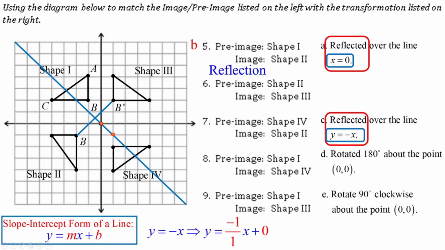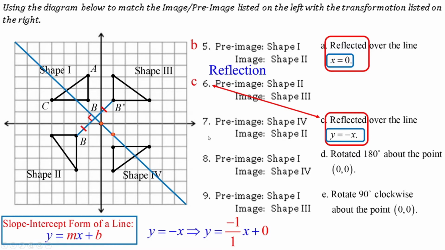And that does look like the perpendicular bisector of BB prime. I see a 90-degree angle right there, and this side is the same distance as this side. So that's it. So the answer to number 6 would have to be the reflection over the line y equals negative x. There it is. So I'm going to put a C there too. And you can use the arrows like I did, or just bring the letters over, whatever works for you.